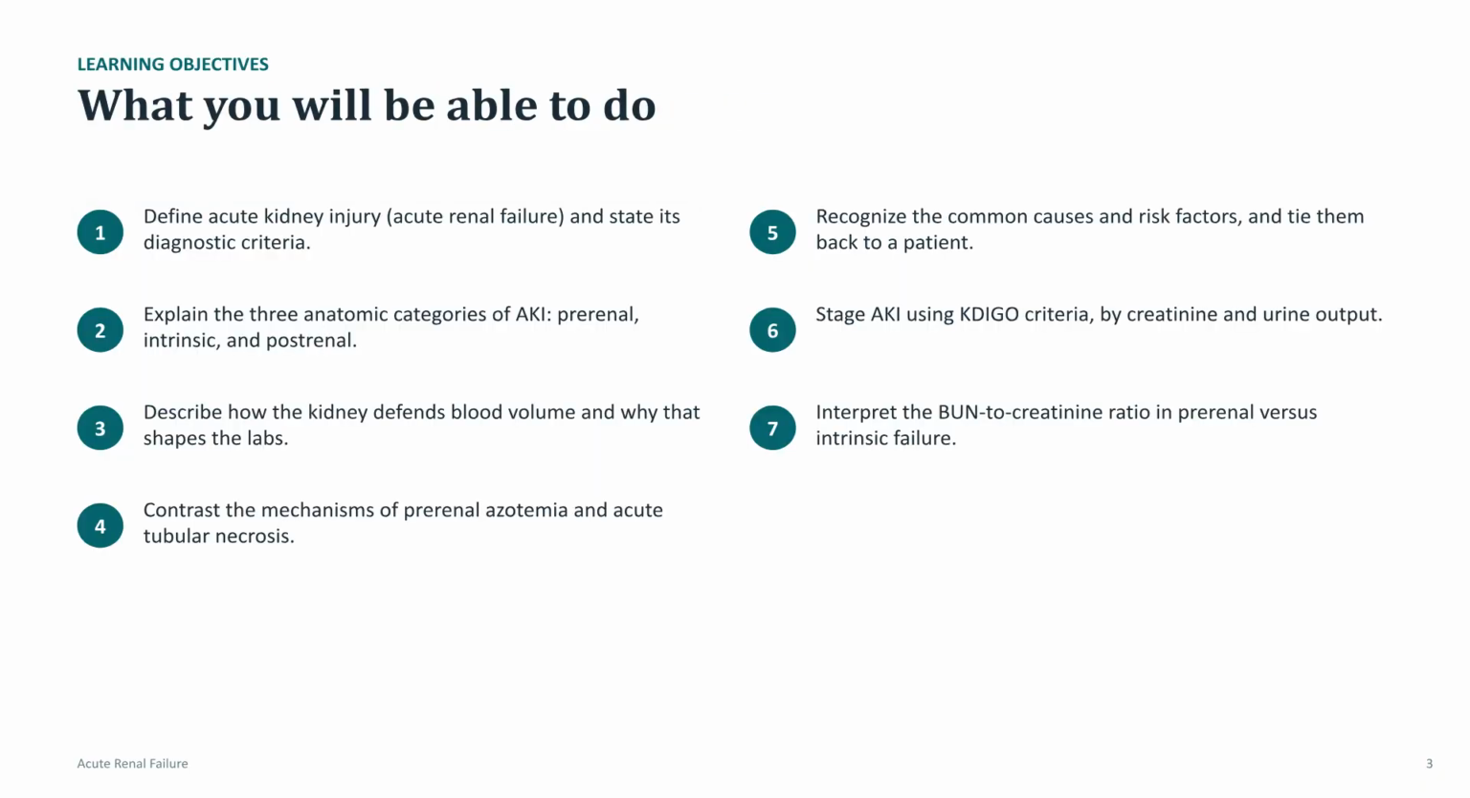In this video, we have several learning objectives. We will define acute kidney injury, categorize it into prerenal, intrinsic, and postrenal causes, and explain how the kidney's defense mechanisms shape laboratory findings. We will also learn to differentiate between prerenal azotemia and acute tubular necrosis.